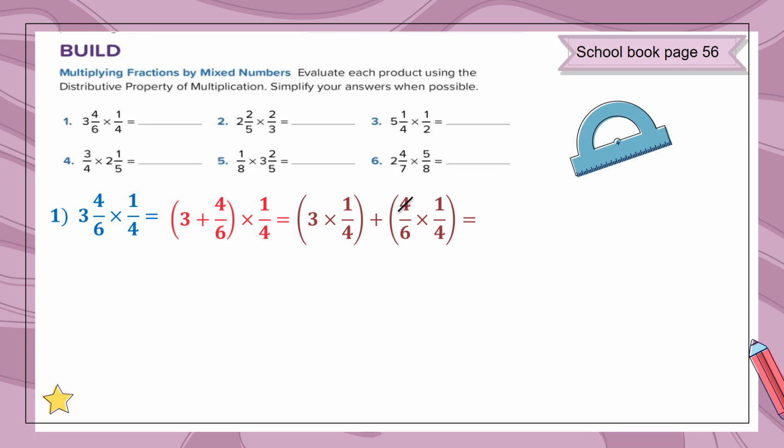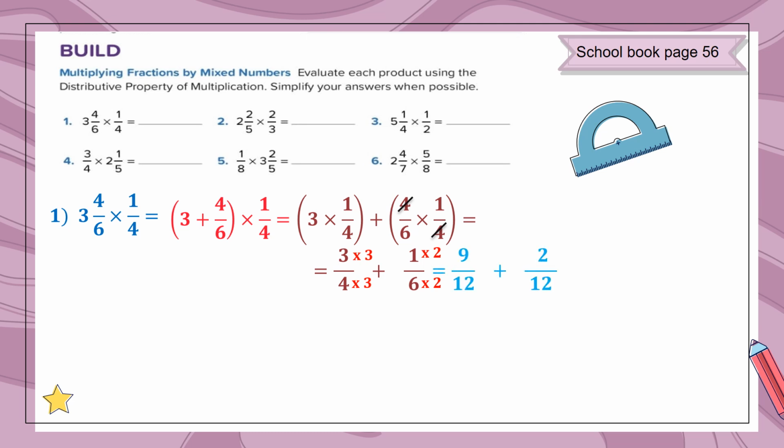So 4 times what to be 12? 4 times 3. So I will multiply up and down by 3. And 6 times what to be 12? 6 times 2. So I will multiply up and down by 2. So it will be 9 over 12 plus 2 over 12. Now I can add the two fractions, so it will be 11 over 12.